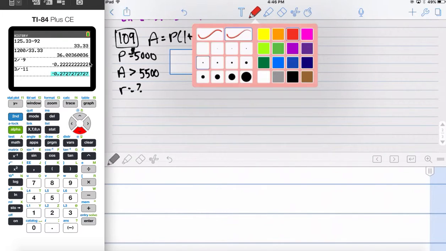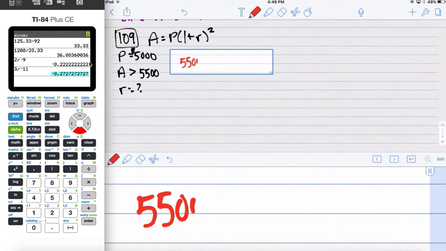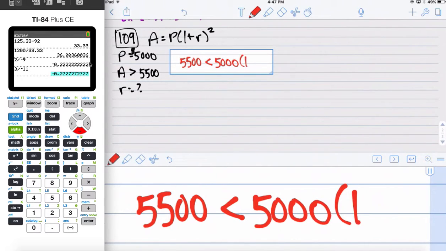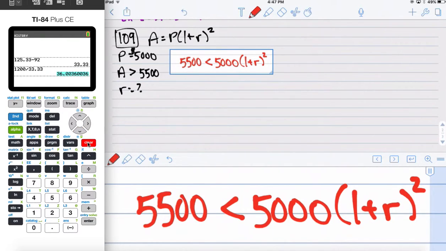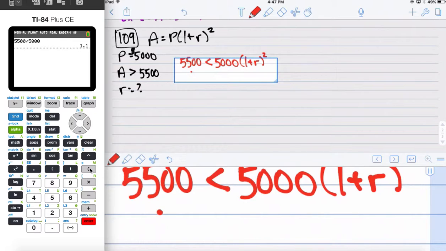So I'm going to plug in, and I know I want A for 5,500. I know I want my actual amount to be greater than that. So we've got to solve. The first thing I do is divide 5,500 by 5,000. Okay, easy enough. 1.1 is less than (1 plus R) squared.